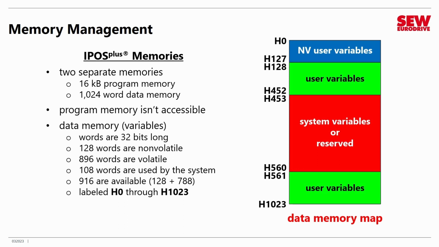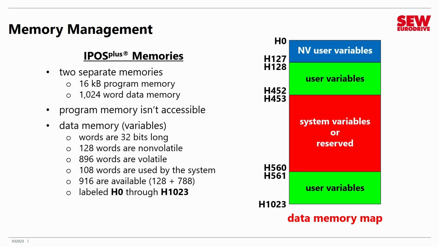And here's the memory map of data memory. You notice H0 through H127. That's the non-volatile variables. That's the variables that don't evaporate when the power goes off. H128 through H452 are just general purpose user variables. You can use those for whatever you like. H453 through H560, those are the system variables and the reserve variables that the system keeps for itself. And then finally, H561 through H1023, again, are just general purpose variables available to you.